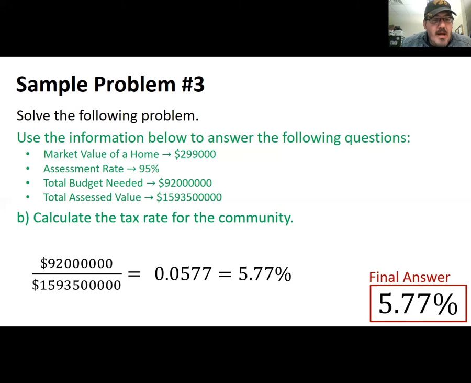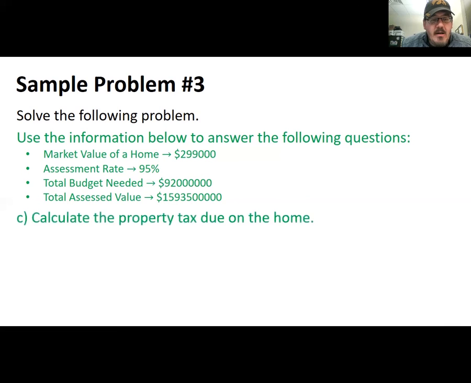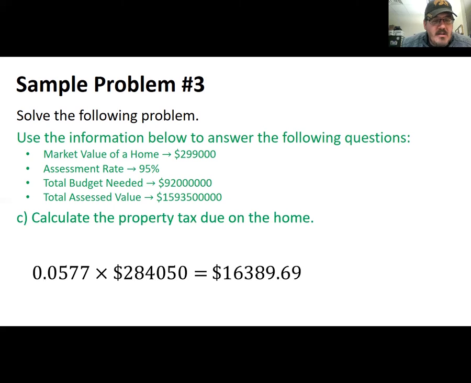Once you've got the tax rate, we can do one more thing. We can now calculate the property tax due on our particular home here that we just got done looking at the assessed value of. And again, to do that, you take the tax rate for the community and you multiply that by the assessed value, not the market value, but the assessed value. So we're going to take 5.77% written as a decimal, multiply that by the assessed value we calculated in part A, and that's going to tell us the amount of tax that's due on the home. And in this case, it's a little over $16,000.